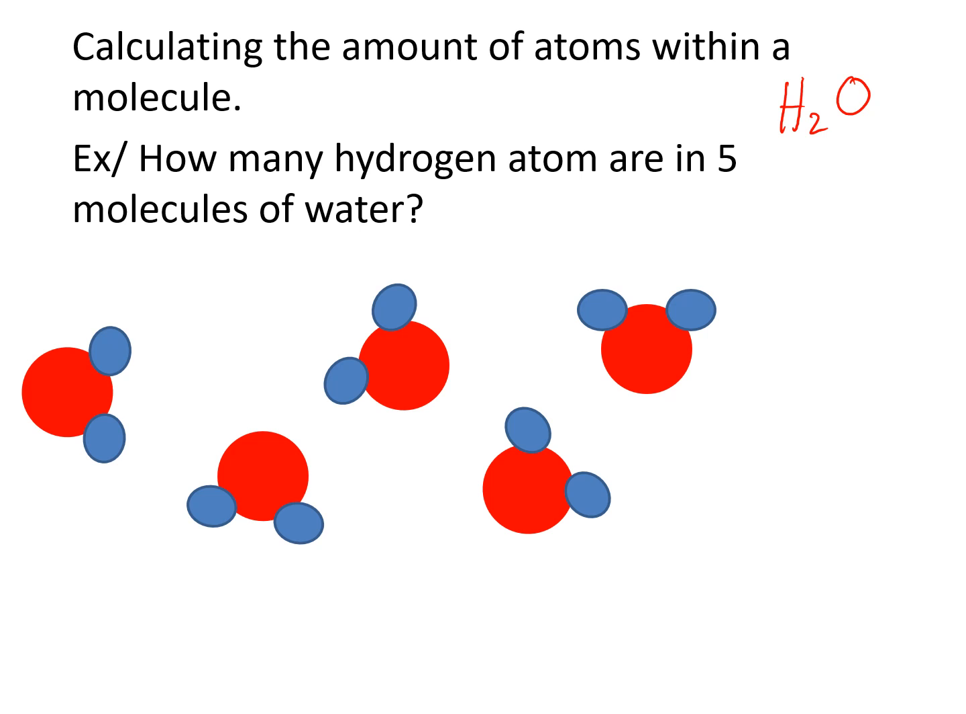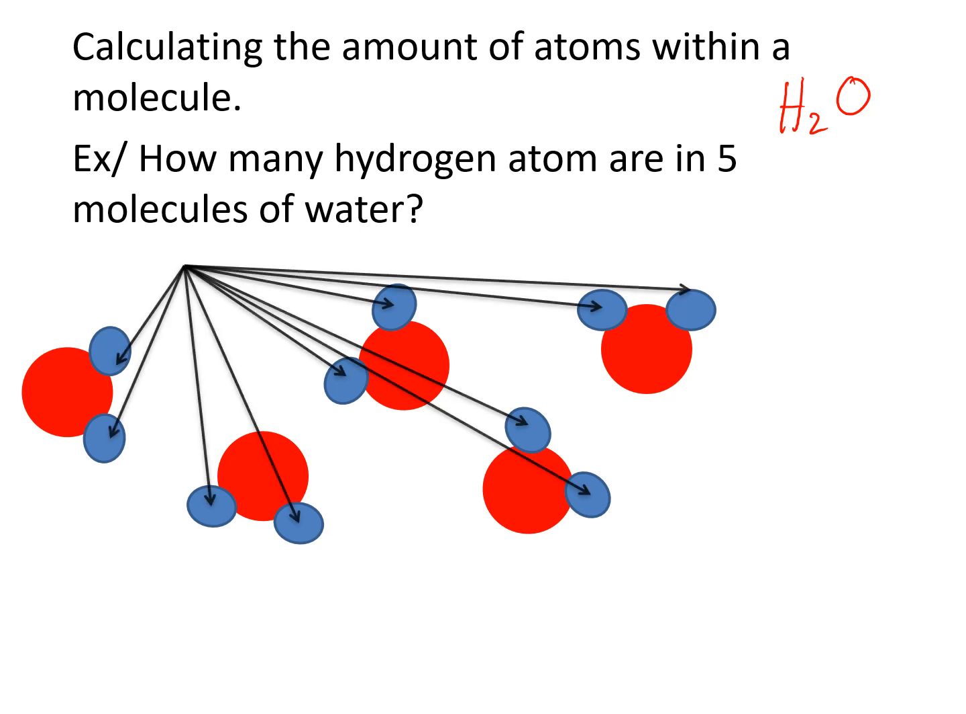So here I have a picture of 5 water molecules. And so if we want to know how many hydrogens there are, we can just simply count how many there are. So you can clearly see there's 1, 2, 3, 4, 5, 6, 7, 8, 9, 10 hydrogens in 5 water molecules.